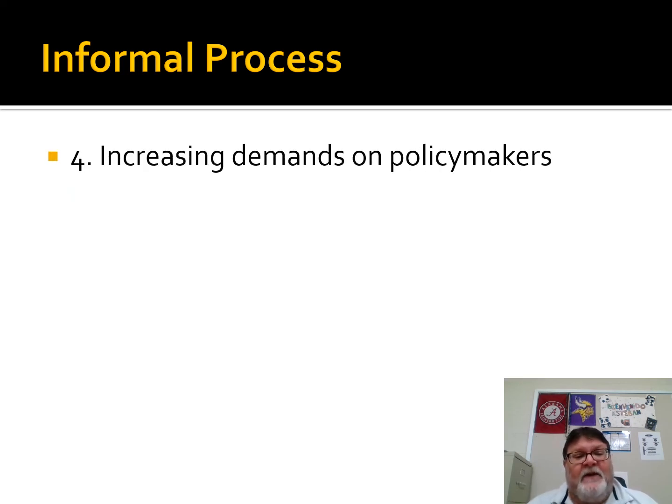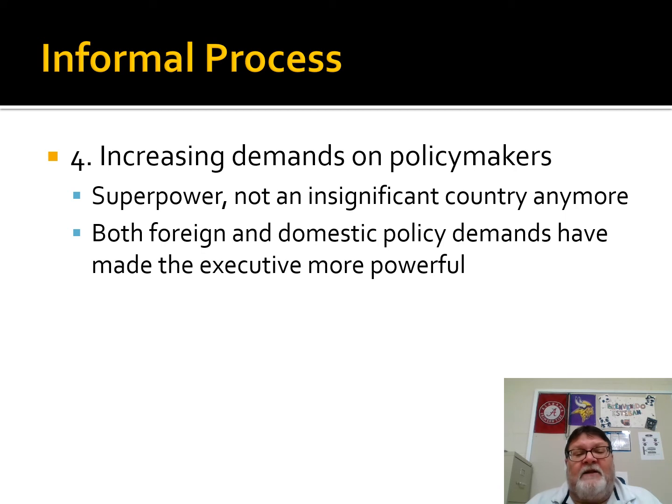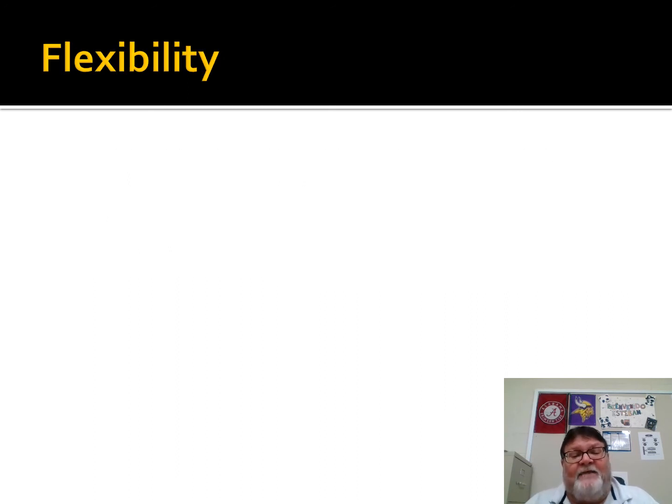And lastly, the increasing demands on policymakers. We are now a superpower. We are now the superpower. We're not insignificant. In the end, when you look at it, back in 1788, 1789, the United States was a fairly insignificant country. It's not anymore. So there's an unbelievable increase in the demands policymakers have to deal with. Foreign and domestic policy, all of those demands have also added to the executive being more powerful. So the executive is more powerful there as well.